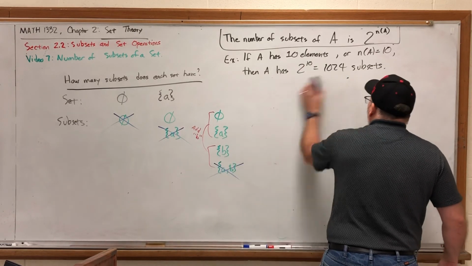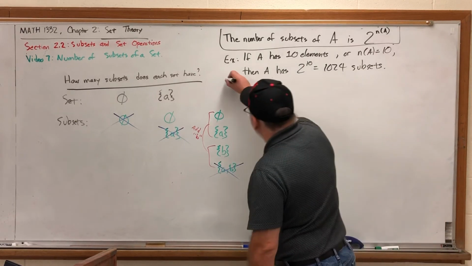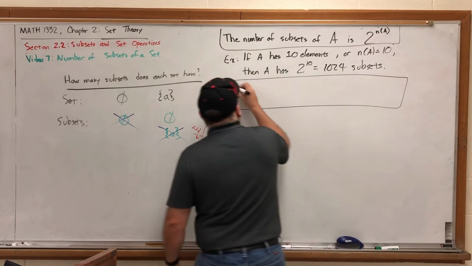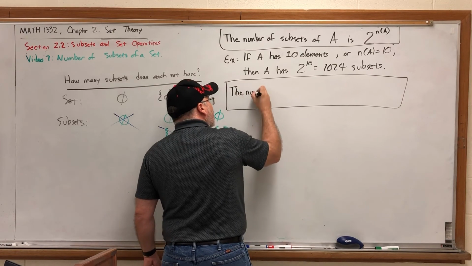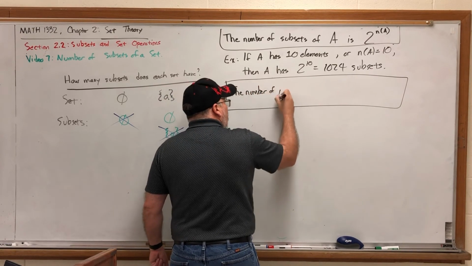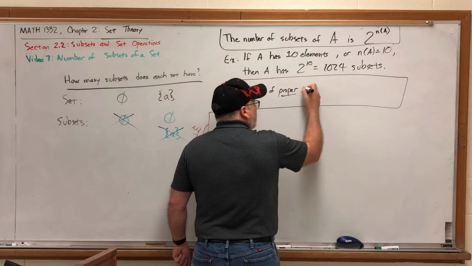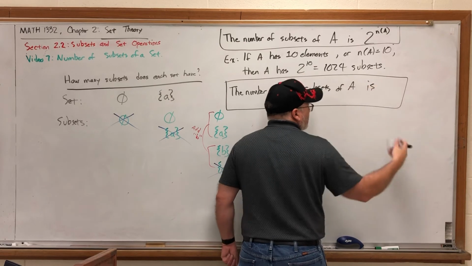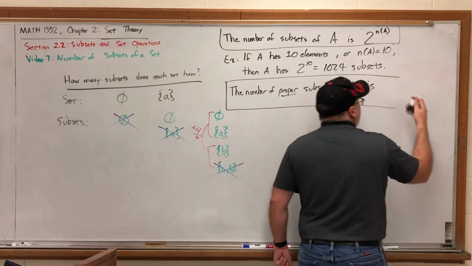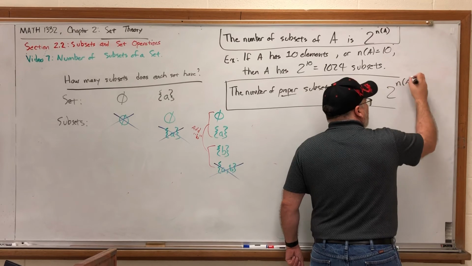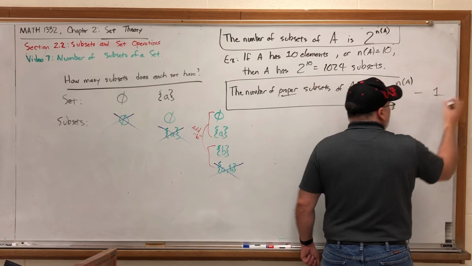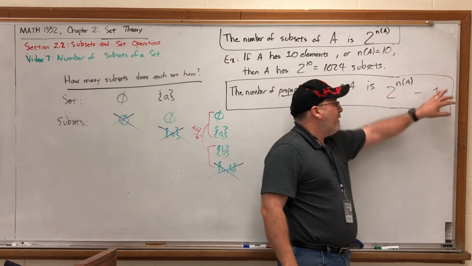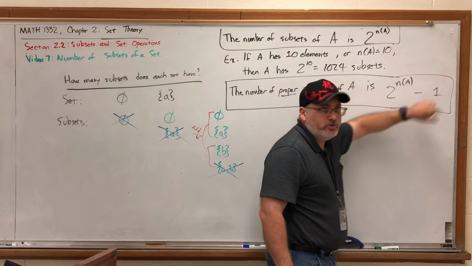That means that the formula for the number of proper subsets is the same as the formula for subsets, but you subtract 1. The number of proper subsets of A is 2 to the cardinality power, but after you calculate that, then you have to subtract 1. Now be careful. I'm not saying subtract 1 from the number that's in the power. I'm saying do the power, and then after you've done it, subtract 1.